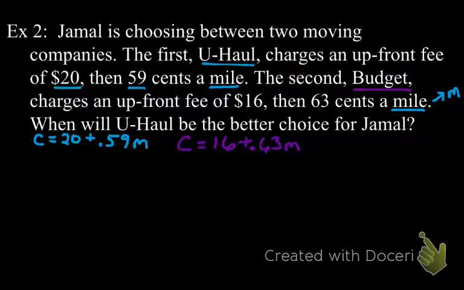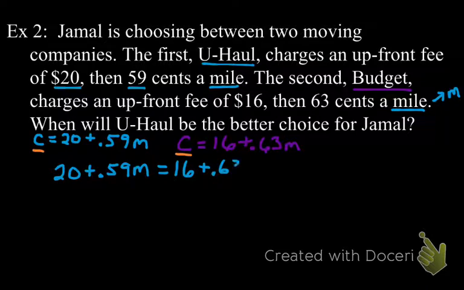Now the question asks, when will U-Haul be the better choice for Jamal? So we want to figure out when U-Haul is the better choice. So what we can do here is actually figure out when these two quantities, when these two costs are the same, and then based on that we'll be able to figure out when U-Haul is a better deal. So that's what we're going to do. We're actually just going to set these two things equal to each other. 20 plus 0.59m equals 16 plus 0.63m. So we want to find out first when are they equal, and that way we can figure out when U-Haul will be a better deal, because we already know that Budget is a better deal at the beginning.